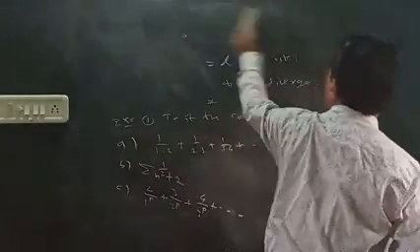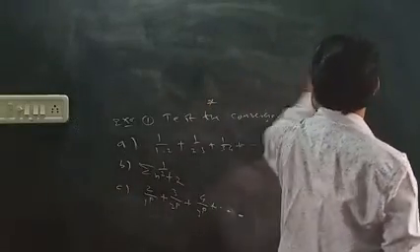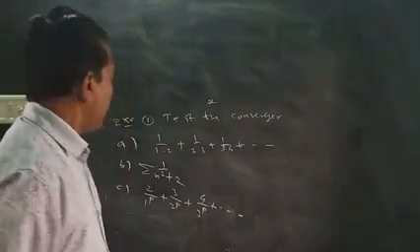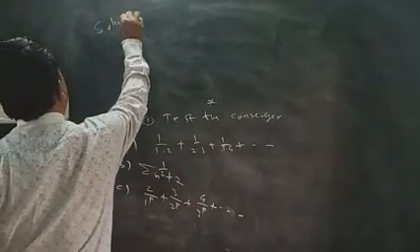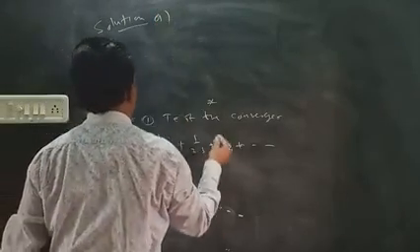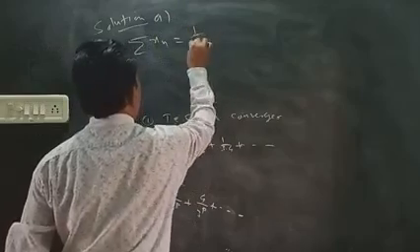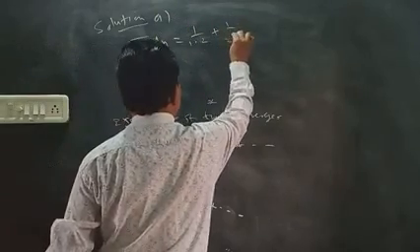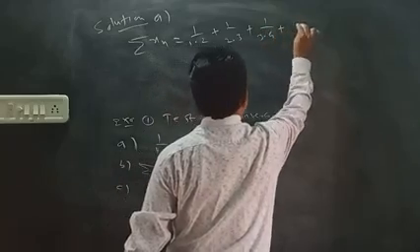So limit check: limit of the ratio Xn and Yn. Xn will be known to us and Yn we have to choose nearby. Okay, so part A: summation Xn is 1 upon 1 then 2, 2 then 3, 3 then 4 and so on.